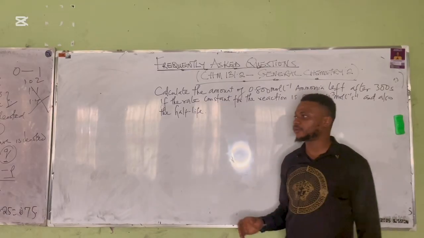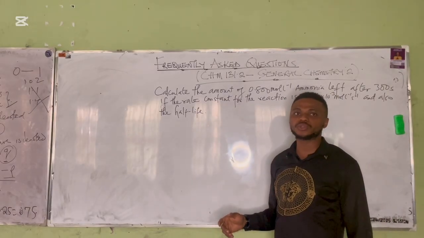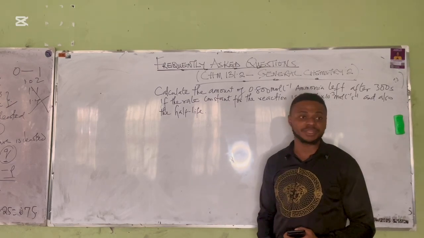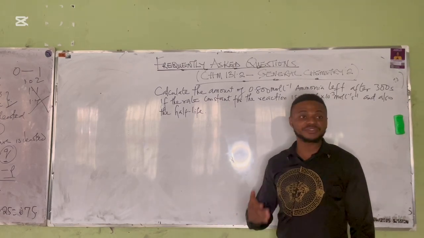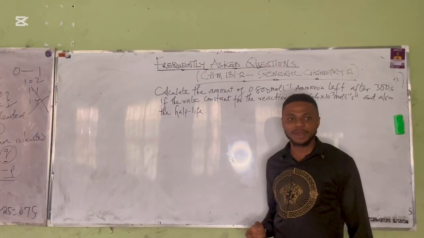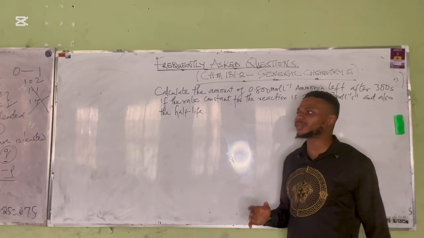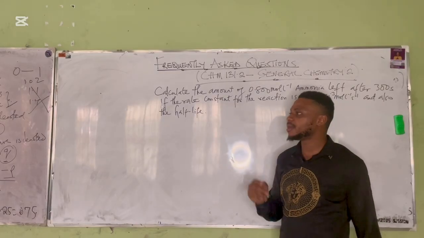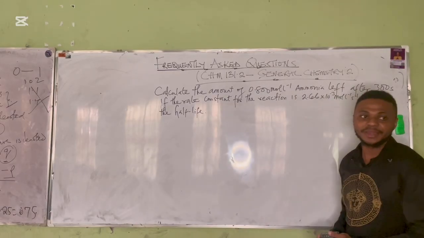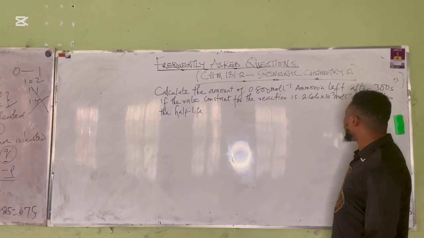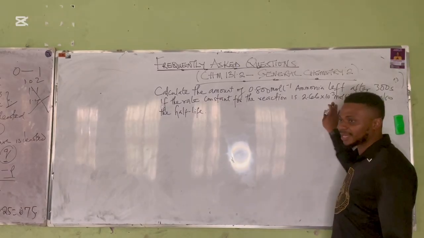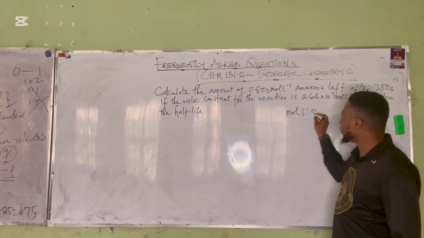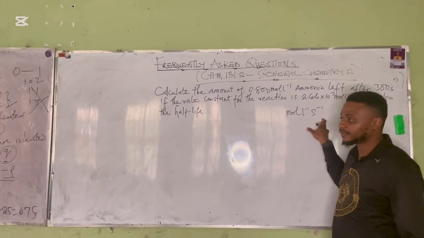Now, it's very important for you to understand when it comes to order of reaction. We have 3 major orders of reaction: the zero order, the first order, and the second order. How can you actually know the difference between zero, first, and second? Zero order has a rate constant with a unit of mole per liter per second. The unit for zero order is mole per liter per second.